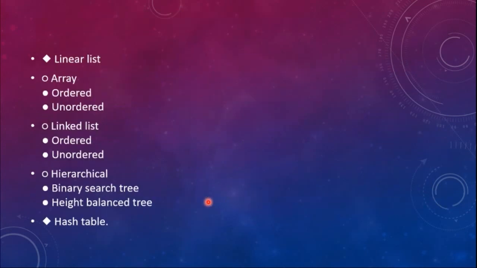For example, now we consider different types of organizations. In case we are using the linear list, then we can use arrays, linked lists and hierarchical structures. In arrays we can again use ordered and unordered elements. In linked lists also we can use ordered and unordered. In hierarchical structures we can use either binary search trees or height balanced trees. And finally we can also use a hash table.